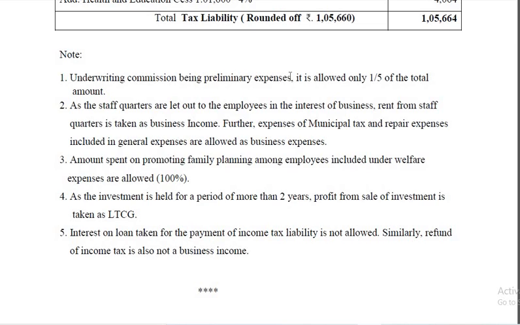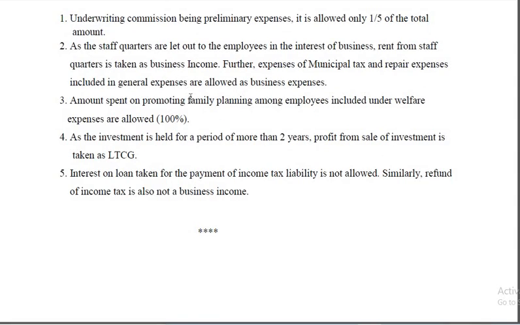See the notes here. Underwriting commission, being preliminary expenses, is allowed only 1/5 of the total amount. The remaining amount is disallowed. As the staff quarters are let out to the employees in the interest of business, rent from staff quarters is taken as business income. Further, expenses of municipal tax and repair expenses included in the general expenses are allowed as business expenses. I have already explained, I am just reading. Amount spent on promoting family planning among employees included in the welfare expense is allowed 100%. But I told you, if the amount spent is capital expenditure in the promotion of family planning, then it must be spread over 5 years. 1/5 should be taken in each year, and the remaining amount is taken as disallowed.